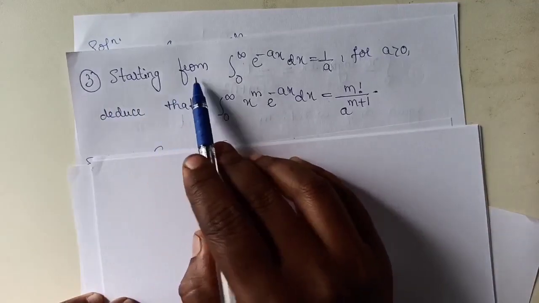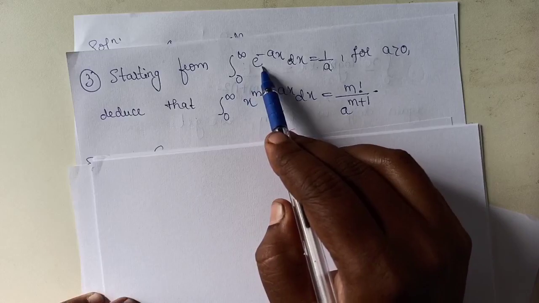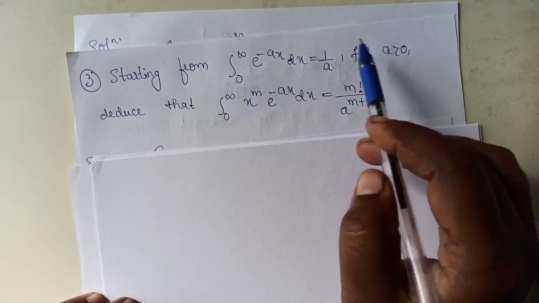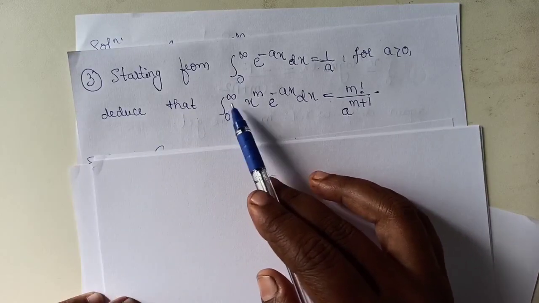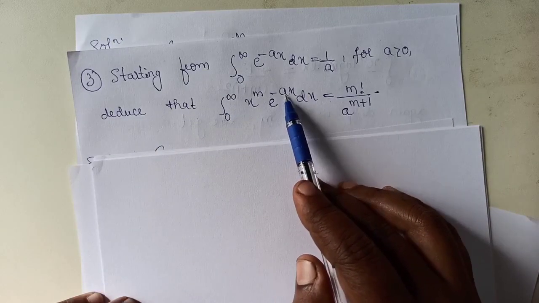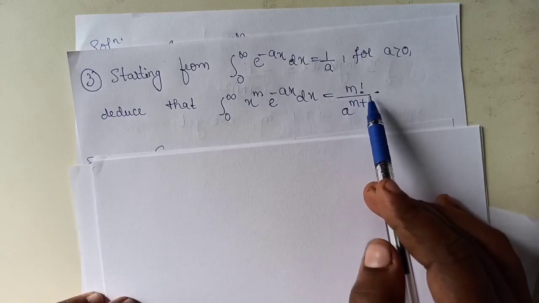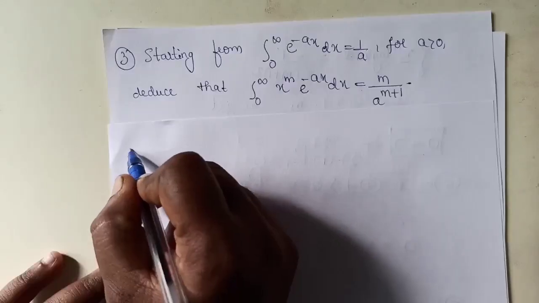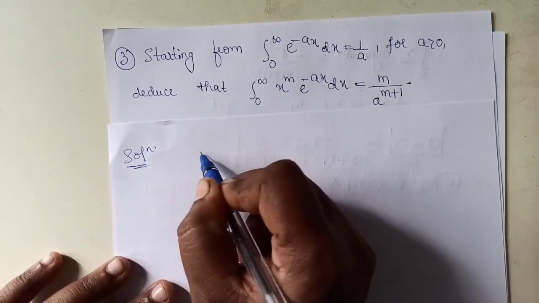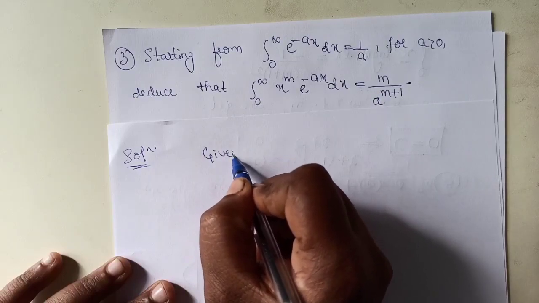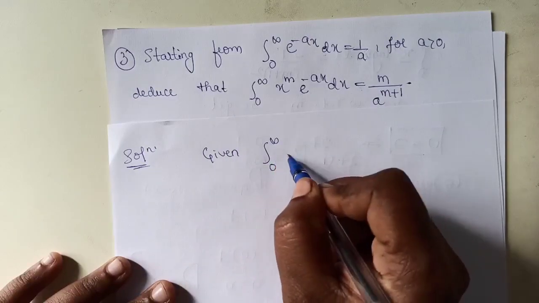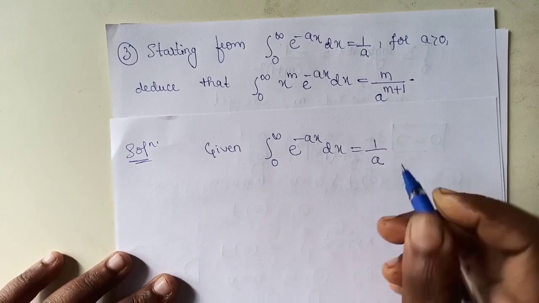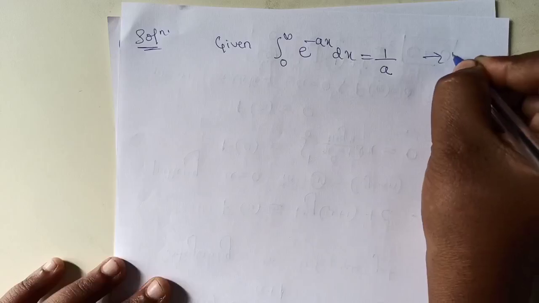Problem: starting from integral 0 to infinity e raised to minus ax dx equals 1 by a for a greater than 0, deduce that integral 0 to infinity x raised to m e raised to minus ax dx equals m factorial divided by a power m plus 1. Solution: we start with the given integral 0 to infinity e raised to minus ax dx equals 1 by a. Consider this as equation 1.